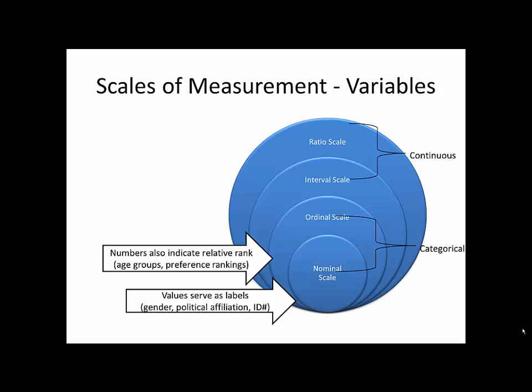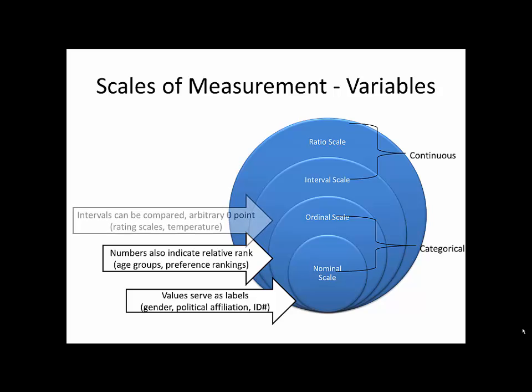The numbers serve as labels because they share the characteristics of nominal scales, and they also give you insight into the relative order of the age groups. So as the numbers increase, so too do the age groups. Okay. Now you can also have preference rankings where you're asked to rank a list of items from a 1 equals most preferred, 2 is second most preferred, 3 is third most preferred, and so on and so forth.